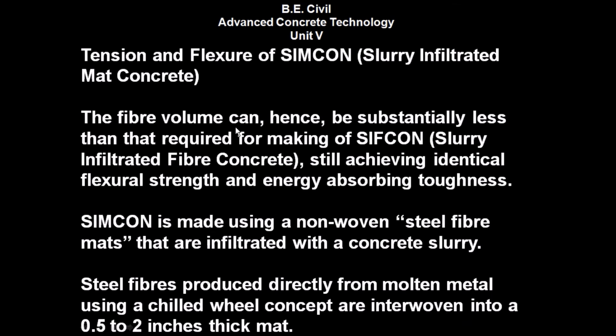The fiber volume can hence be substantially less than that required for making of SIFCON, that is slurry infiltrated fiber concrete, still achieving identical flexural strength and energy absorbing toughness. SIMCON, that is slurry infiltrated matte concrete, is made using non-woven steel fiber mats that are inflated with a concrete slurry. Steel fibers produced directly from molten metal using a chilled wheel concept are interwoven into a 0.5 inch to 2 inches thick mat.